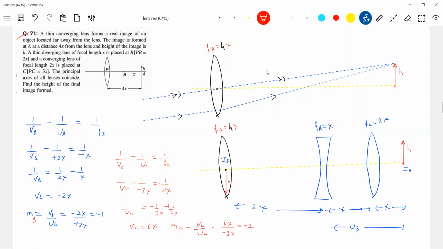Okay, let's calculate the height of the final image, as asked. What should be HB? HB equal to MB into H, minus 1 into H. What about HC? HC should be equal to MC into HB. MC is how much? Minus 2 into minus H, plus 2H. This will be the height of the final image.